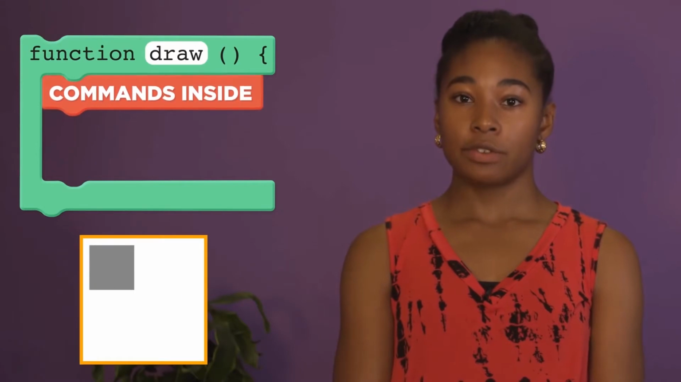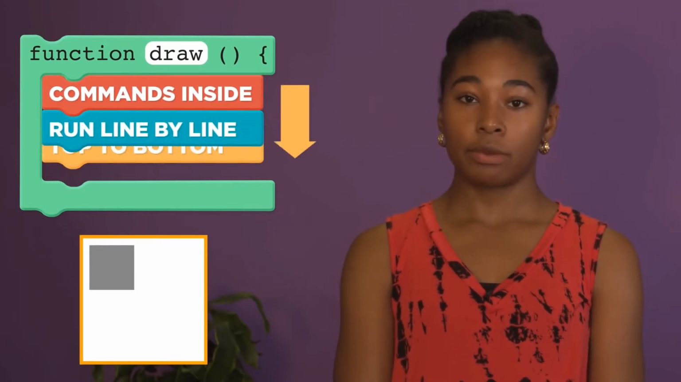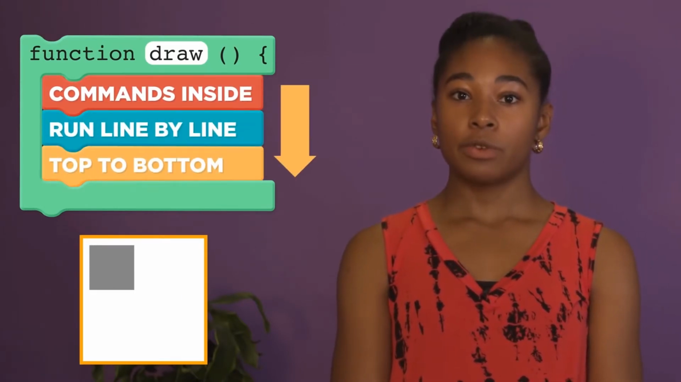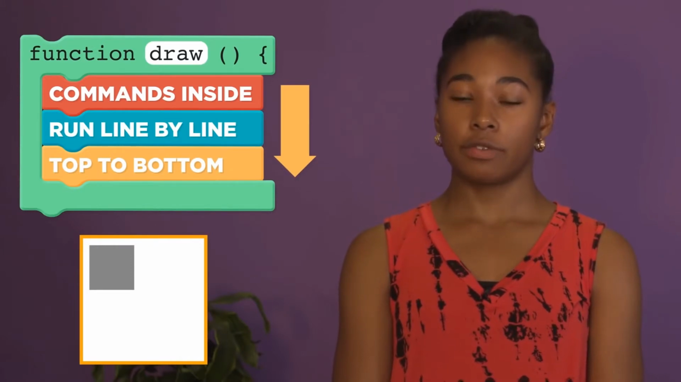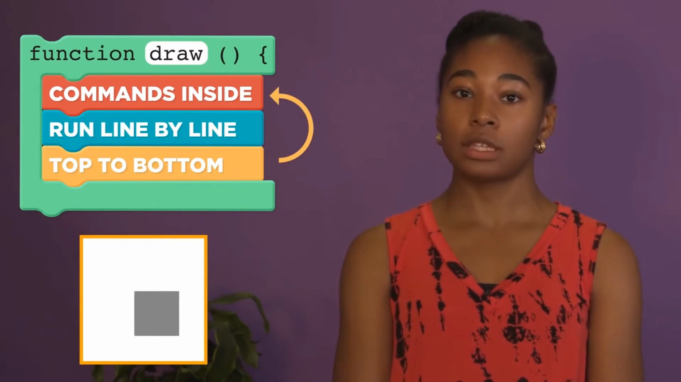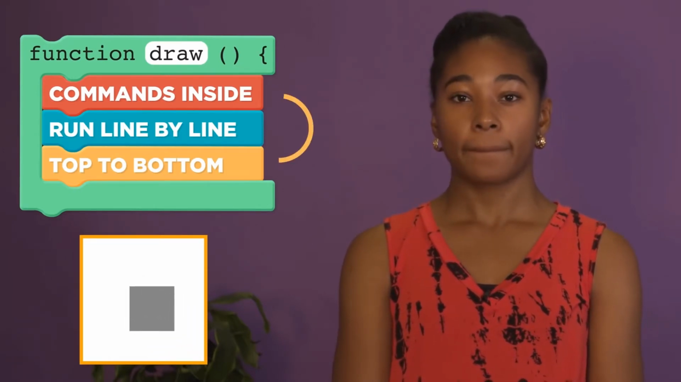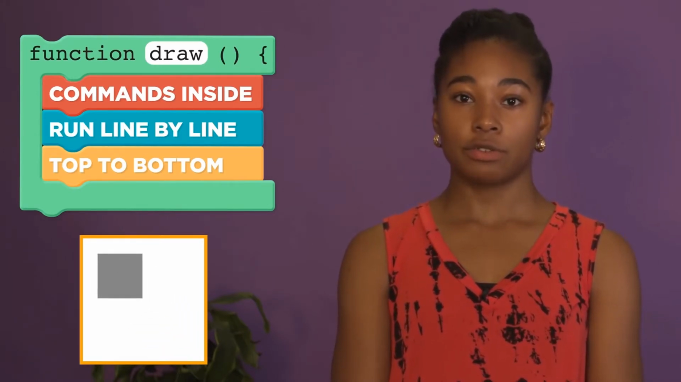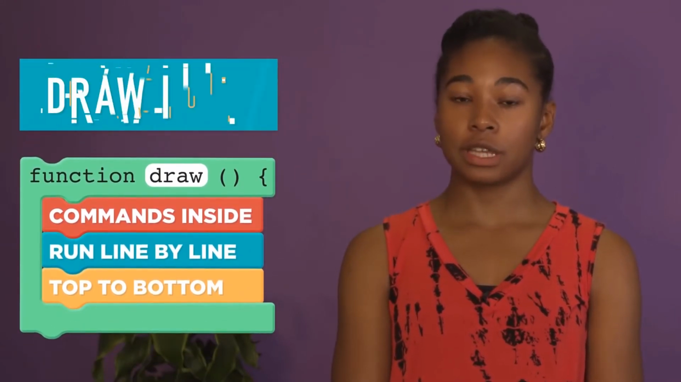The commands inside of the draw function are run line by line from top to bottom. But once the computer reaches the end of the commands inside the draw function, it jumps back to the beginning and repeats the commands over and over again, as long as your program is running. Because the code in the draw function repeats in a loop, we'll just refer to this as the draw loop.